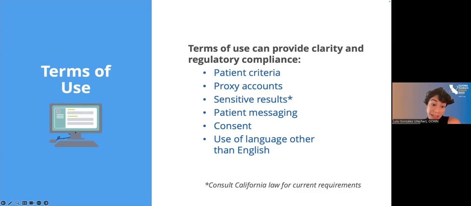And when it comes to language, consider how the portal will accommodate patients who prefer languages other than English. Are there multilingual support options available? If certain parts of the portal are not translated, this should be clearly stated in the terms of use. Additionally, make sure staff are aware of how to support non-English speaking patients through interpretation services or other resources.